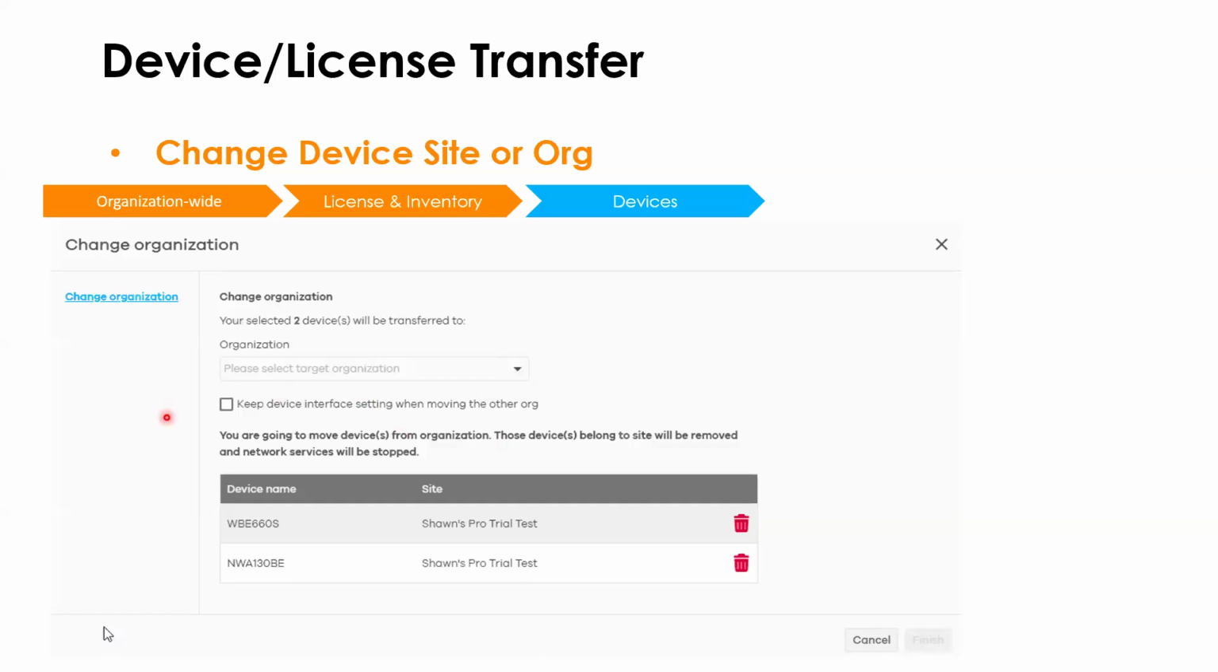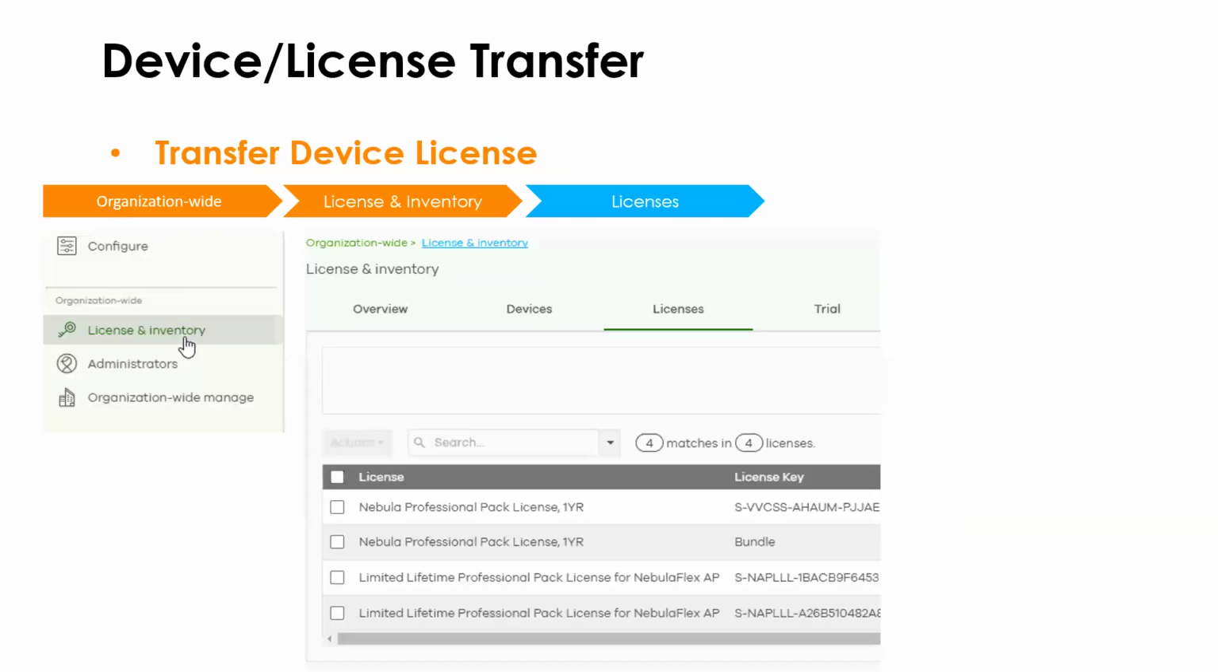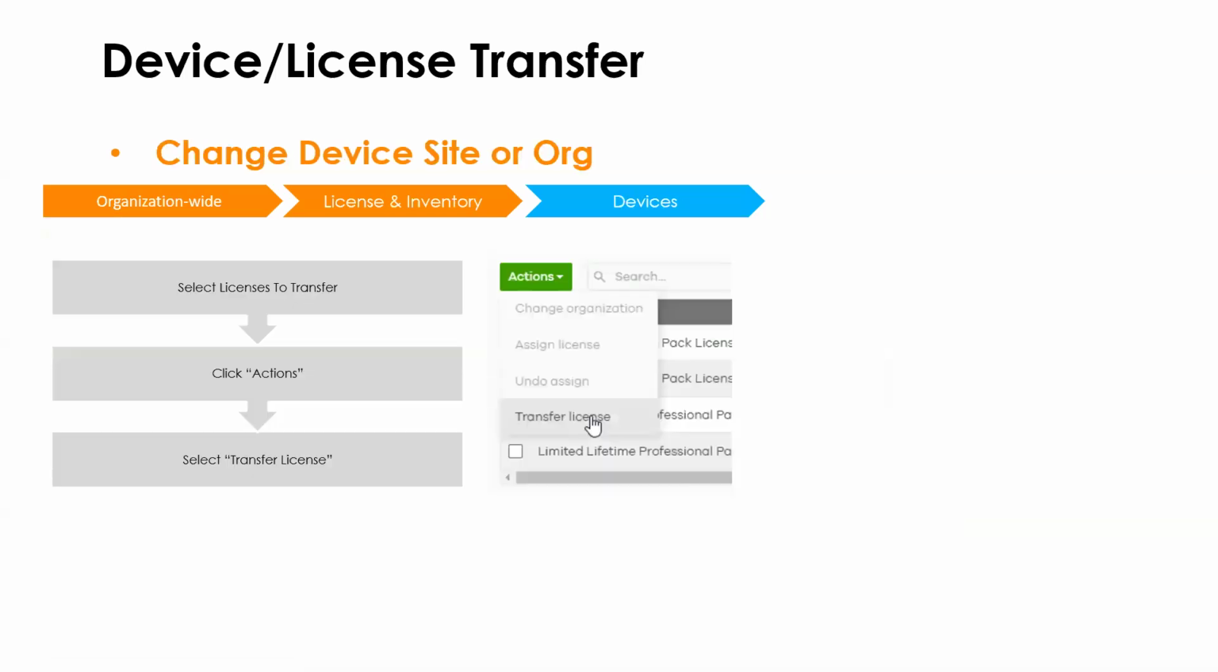You'll choose which organization or site with the drop-down menu you want to transfer it to. You've got a checkbox here to keep the device interface settings as they are currently configured or not. And then that's all you need to do. And then you activate that and it will transfer it for you. And it's the exact same process using licenses.